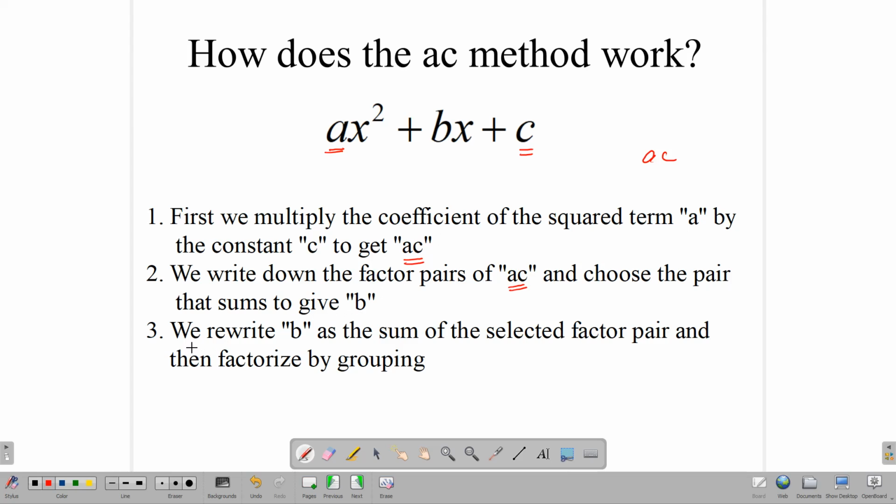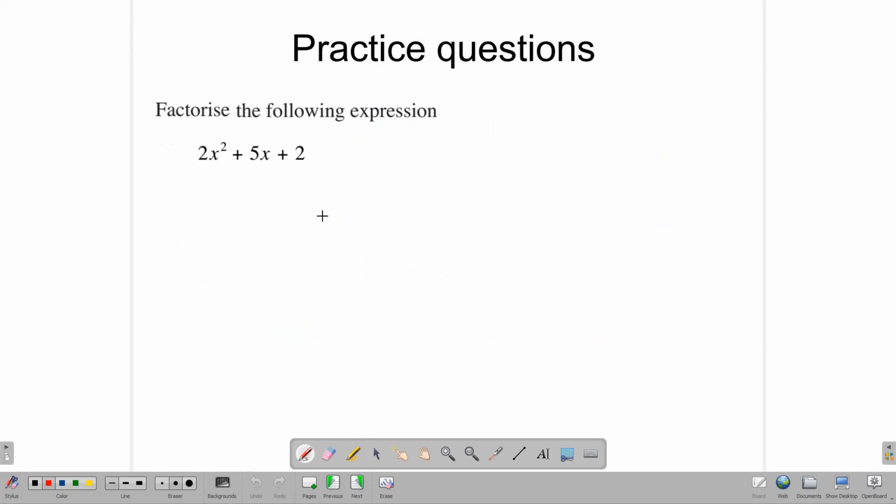And finally, we rewrite B as a sum of the selected factor pairs, and then we factorize by grouping. So if it seems a little bit confusing, it will get a little bit easier as we go along. Now let's look at an actual example and see how we do it.